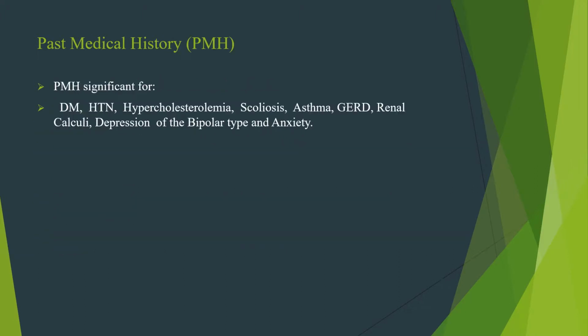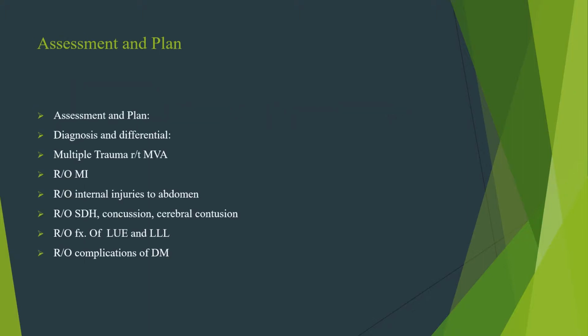The blood sugar of 35, more than likely with his history of diabetes, was a probable causative factor for the accident. His other significant medical history include hypertension, high cholesterol, hypercholesterolemia, scoliosis, asthma, GERD, renal calculi, depression, and anxiety.